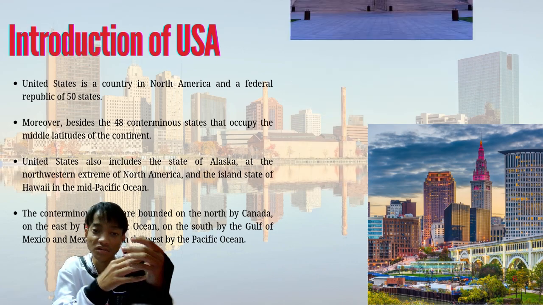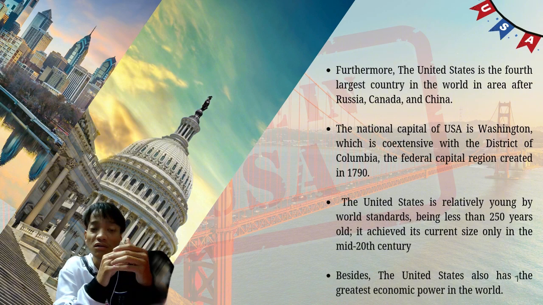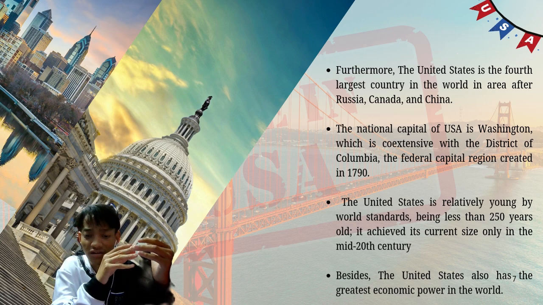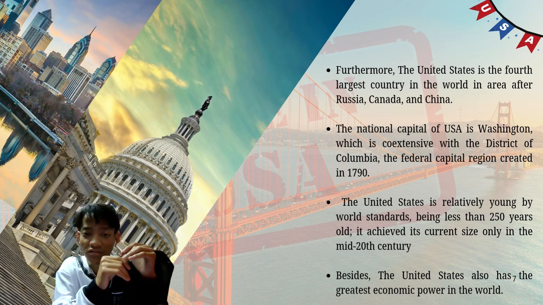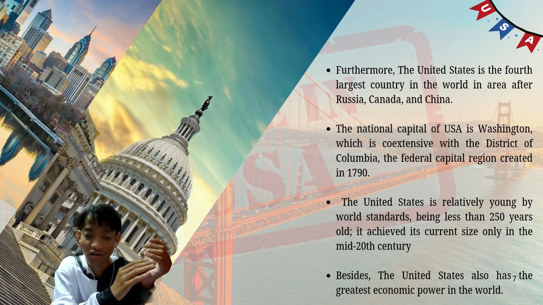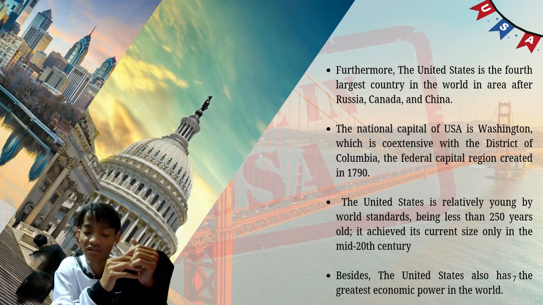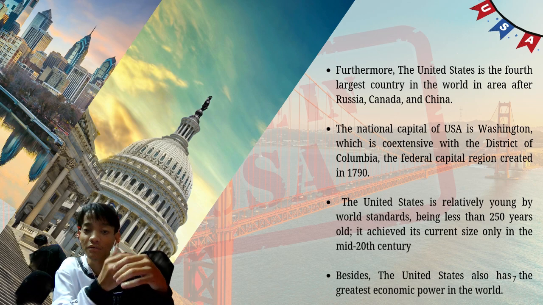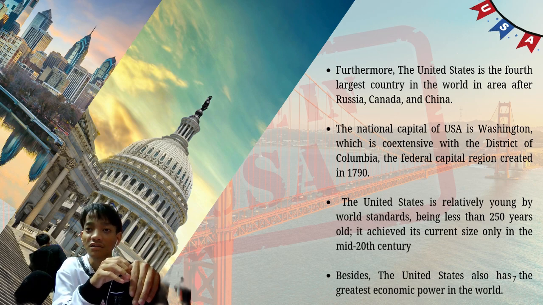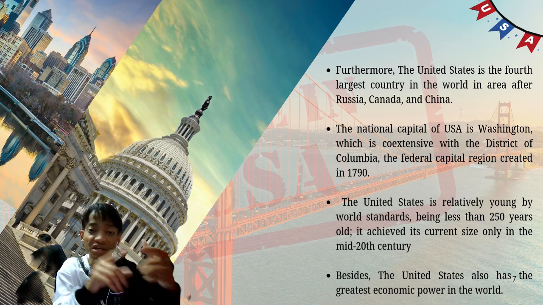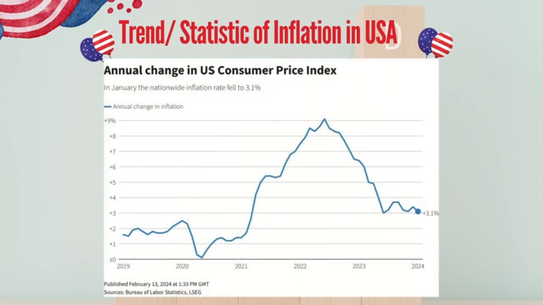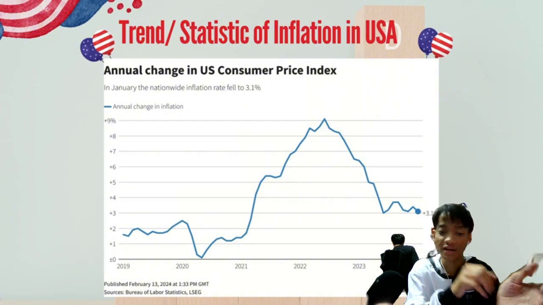The national capital of the USA is actually Washington, D.C. A lot of people think it's New York, but it's actually Washington, D.C. It's in the District of Columbia, which was created around 1790. Oddly, the United States is relatively young by world standards, being less than 250 years old, and also has the greatest economic power in the world. But there are countries nearly rivaling it, like Russia, China, or even South Korea and Japan. So let's move on to our next slide.